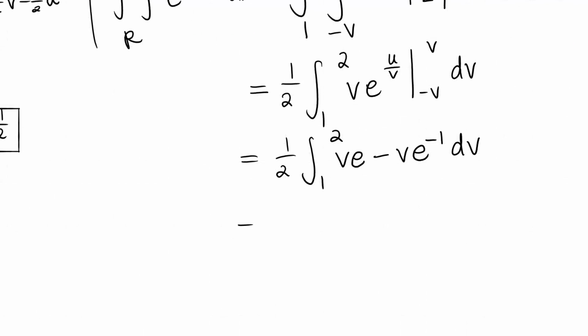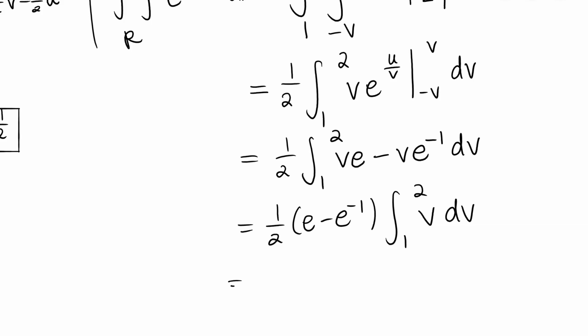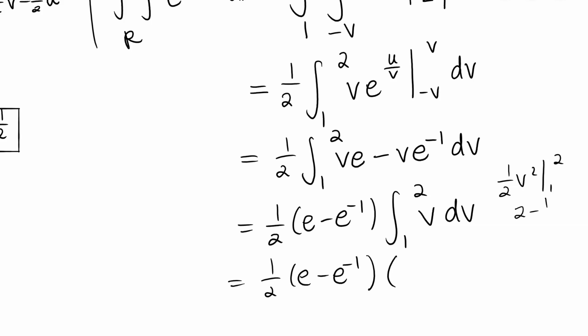Okay, so I strongly recommend factoring out a v, and I'd be left with e minus e to the negative 1. That's just going to be a constant from 1 to 2 v dv, right? And then we get 1/2 e minus e to the negative 1. And then I have, what, 1/2 v squared from 1 to 2. So that will be, let's see, 2 squared is 4, divided by 2 is 2. So 2 minus 1/2, which is 3/2.